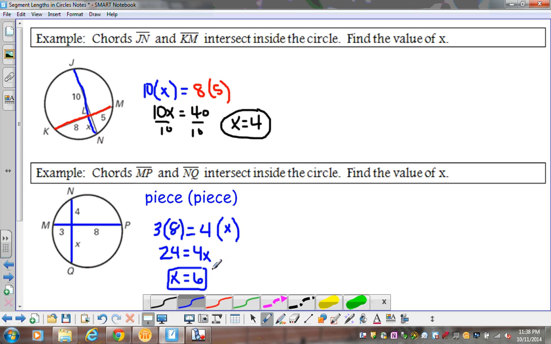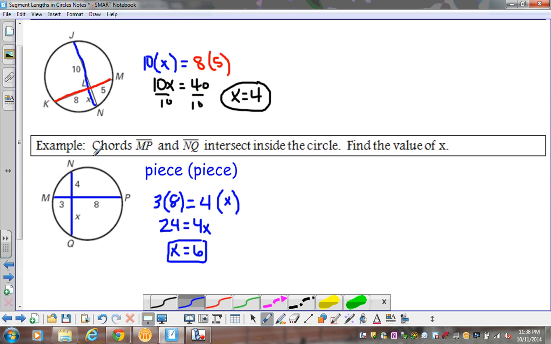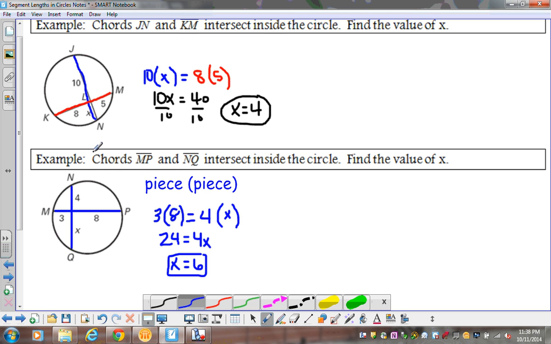There you go. So if you see it, 3 times 8 is 24, 4 times 6 is 24. So that should be equal to each other. Cool? All right, so that's the chord segment theorem. Anytime you're seeing chords, it's piece times piece.